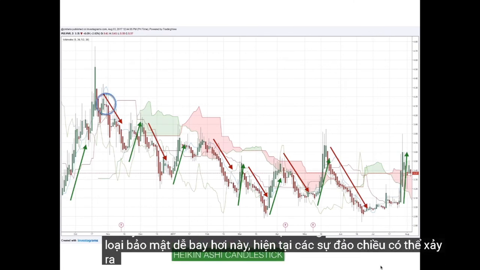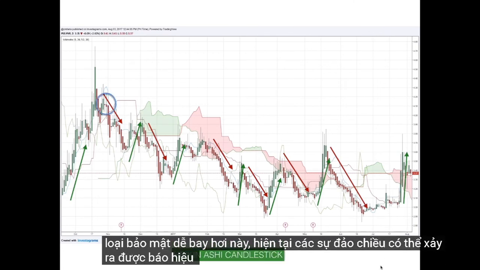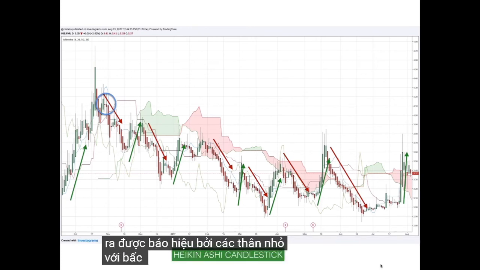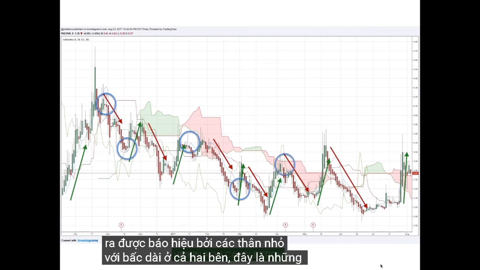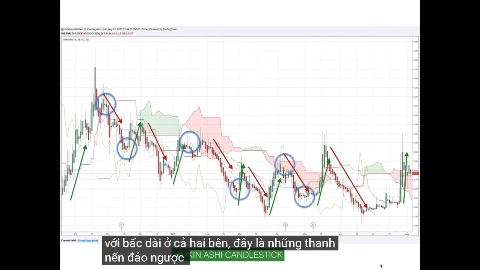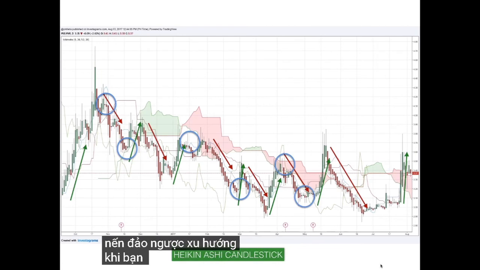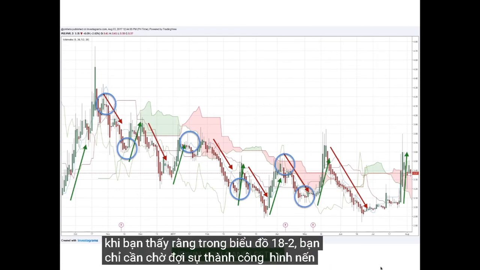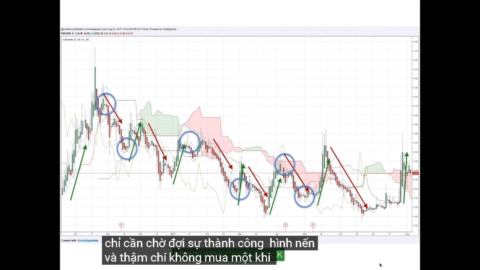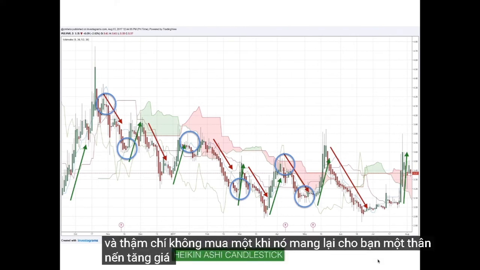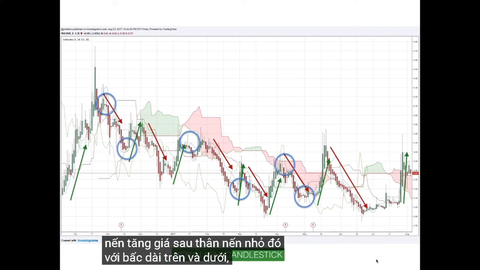Now, possible reversals are signaled by small bodies with long wicks on both sides. Here are those trend reversal candlesticks. Once you see that in a Heikin Ashi chart, you just wait for the succeeding candlestick, and then you can buy once it gives you a bullish candlestick after that small body with long upper and lower wicks.